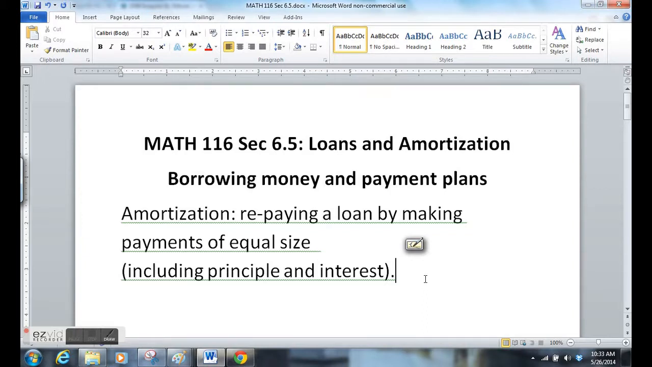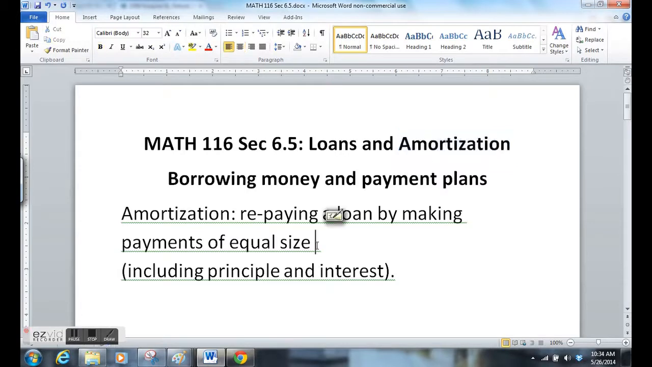Hey guys, this is Math 116, section 6.5, last section. This is loans and amortization. Amortization is a very fancy word for something you're probably very familiar with. This is borrowing money and payment plans. Amortization is when you repay a loan by making payments of equal size.